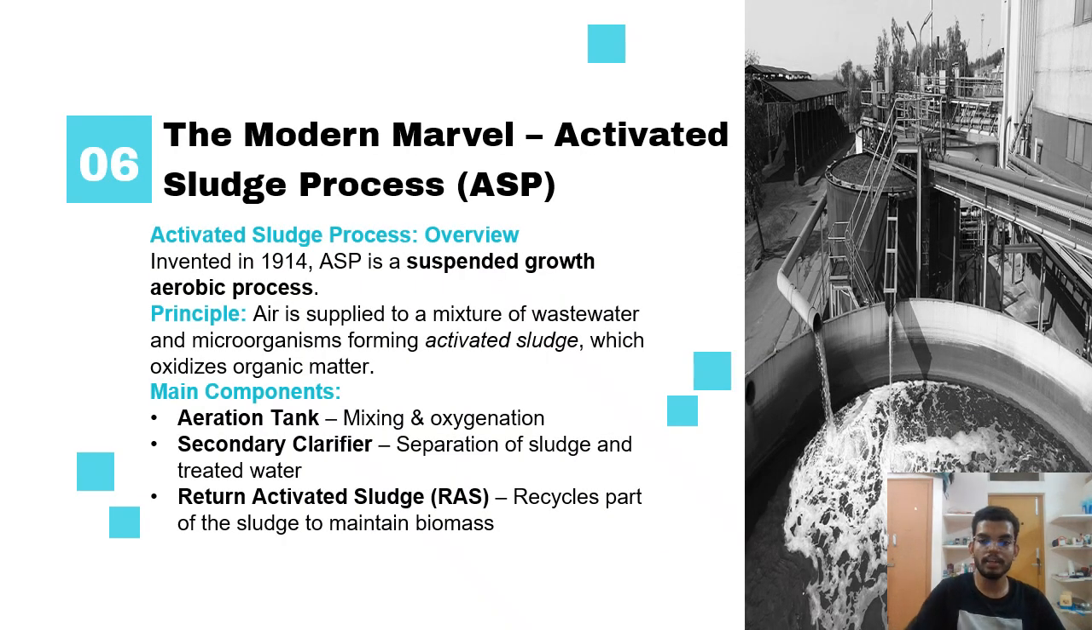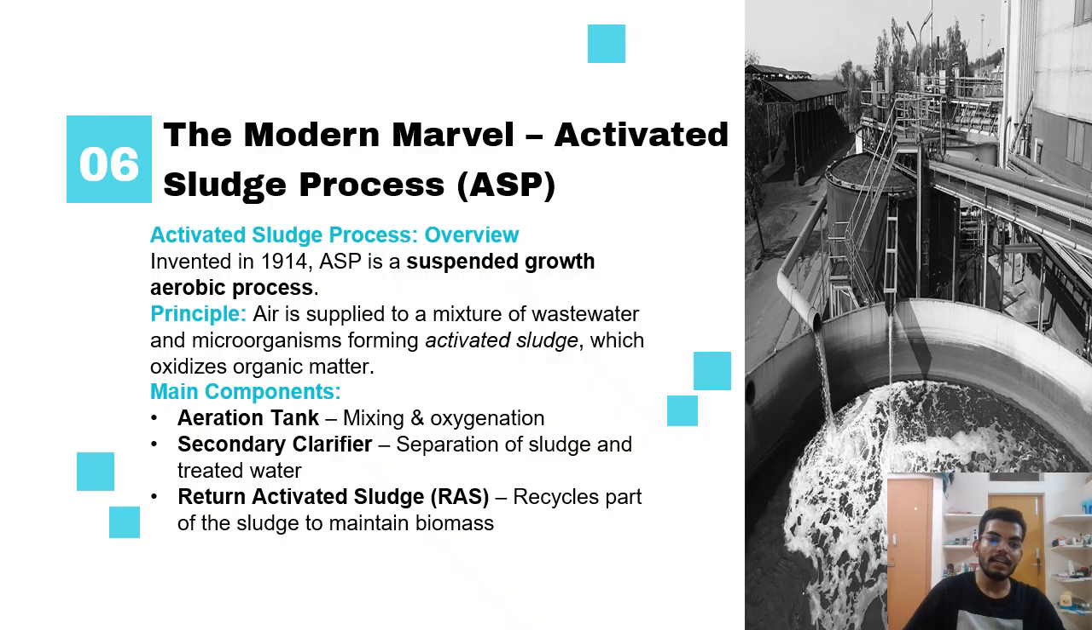Next, we come to the modern technique, or the modern marvel, the activated sludge process, or the ASP. It was invented in 1914. It's a suspended growth aerobic process. It functions on the basic principle that air is supplied to a mixture of wastewater and microorganisms, forming activated sludge which oxidizes the organic matter. The three important components of ASP are the aeration tank, the secondary clarifier, and the return activated sludge.